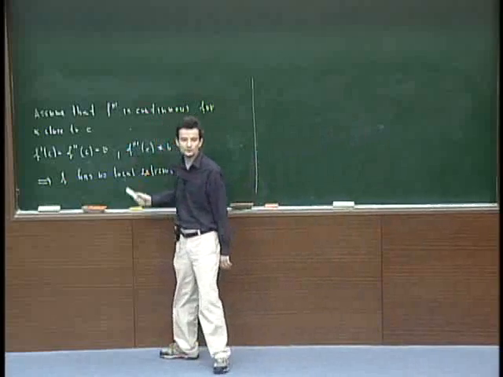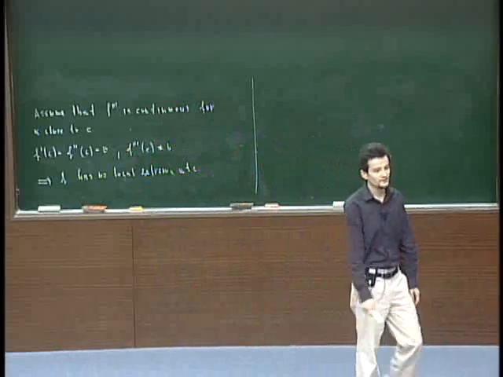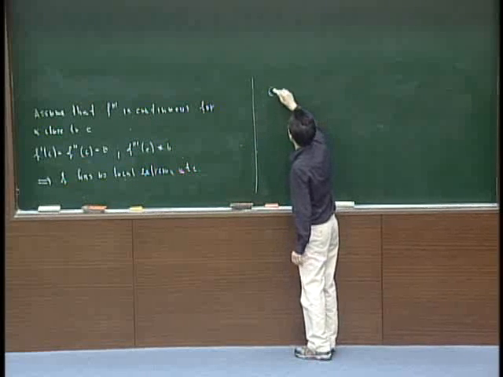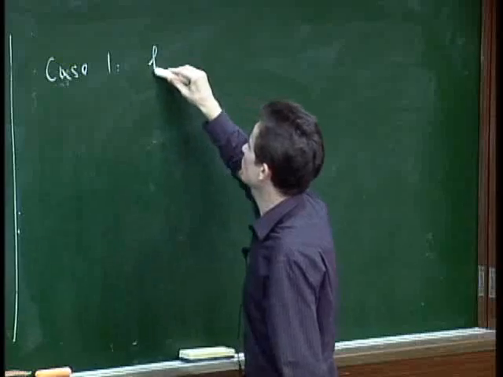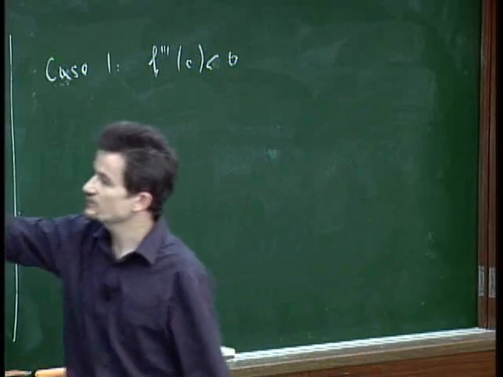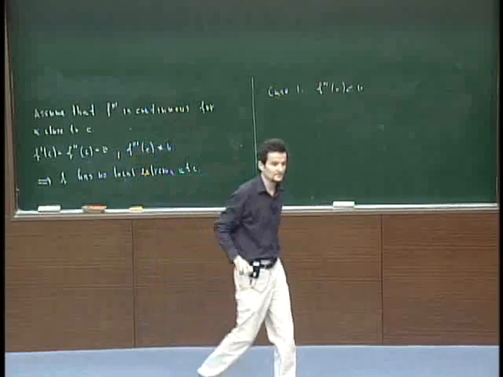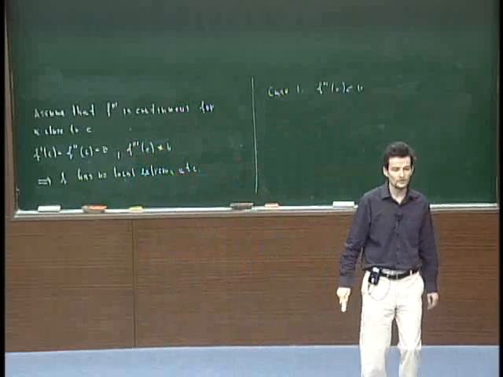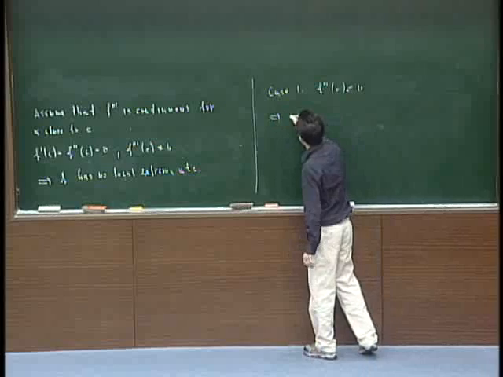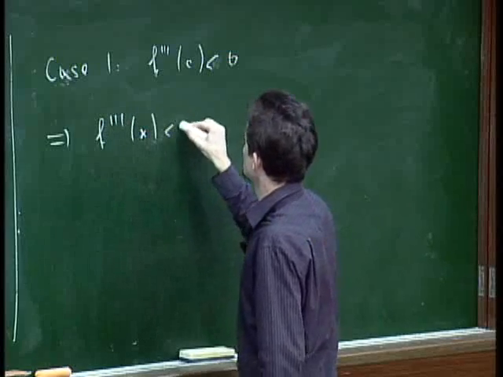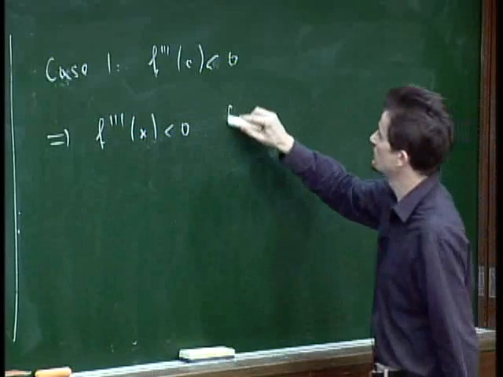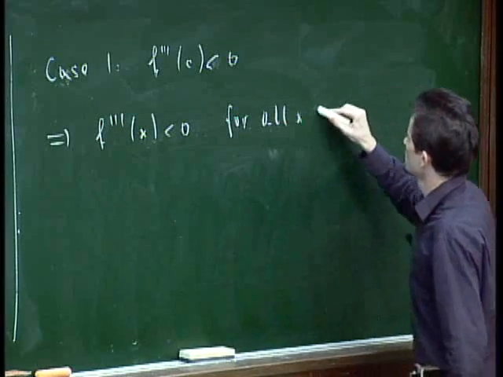Again, under this assumption, you know that the third derivative, for instance, is smaller than 0 at c. So actually, you can use two cases. Case 1, the third derivative at c is smaller than 0. But I assume that the third derivative is continuous, so I can conclude from this assumption that this property will remain true for all x close to c.